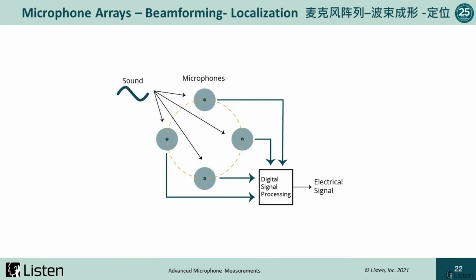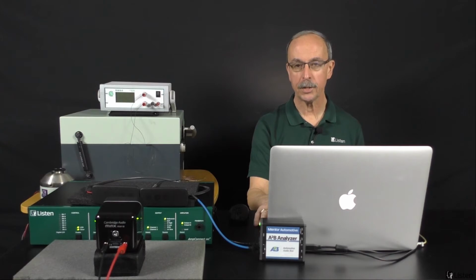So we have 4 microphones around the periphery of a circle. We have the sound coming from one source, and then we have some DSP where all of the microphone signals are going in here. The DSP is determining which one is closest to the sound, and that's how we're doing the localization here.